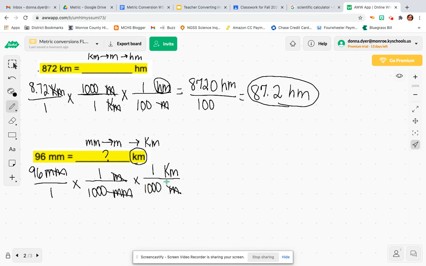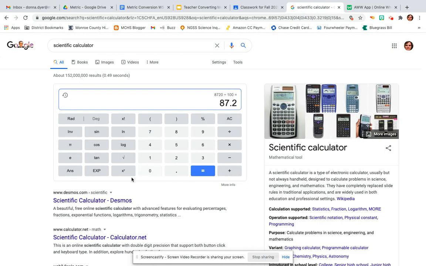Whatever it says in the conversion factor, that's what it has to say in your problem. 1 kilometer, 1,000 meters. Now we're ready to multiply. 96 times 1 is 96. And again, kilometer is the only unit that we haven't canceled out. On the bottom, we have 1 times 1,000 times 1,000. If you don't know what that is, punch it in the calculator. 1 times 1,000 times 1,000. And that is, guys, 1 million.